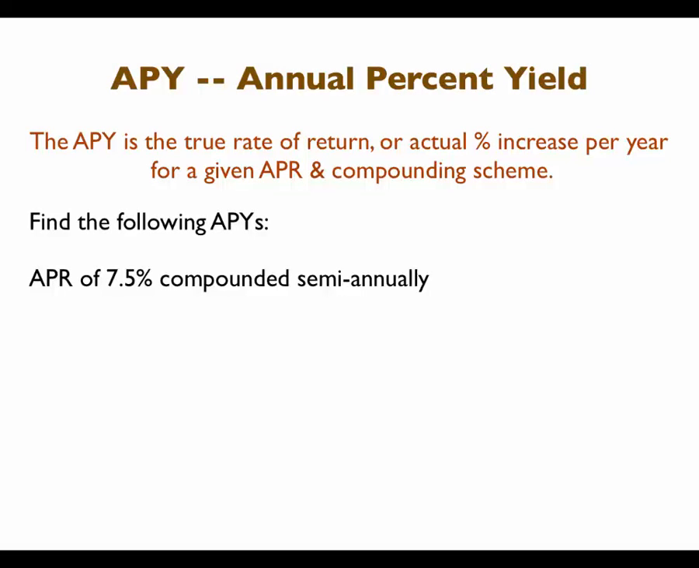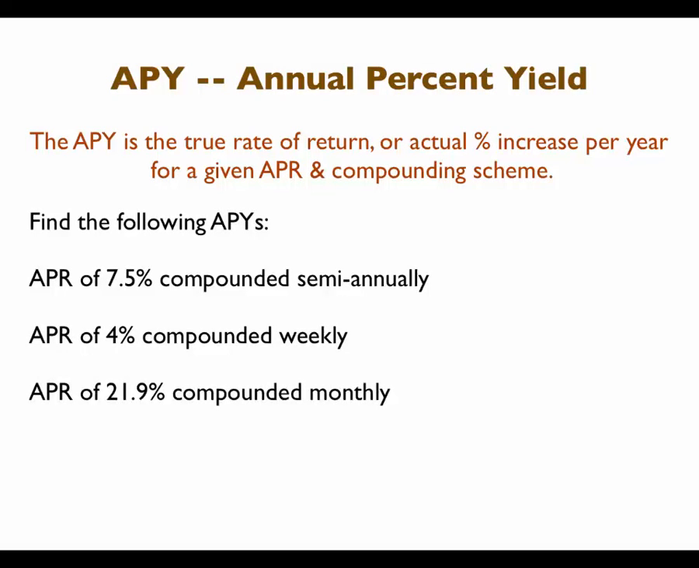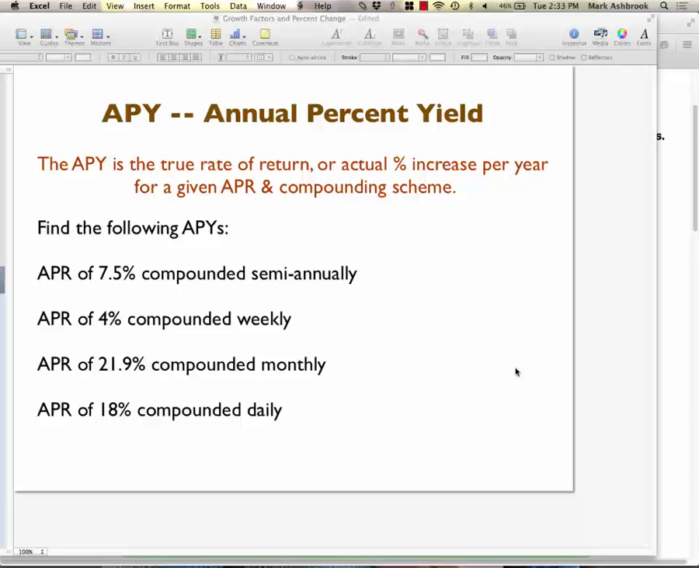So find the following APYs. You got 4 to do there. So an APR of 7.5% compounded semi-annually means what? What true percent increase or what APY annually? Andrew, did you get the first one? Talk me through it.